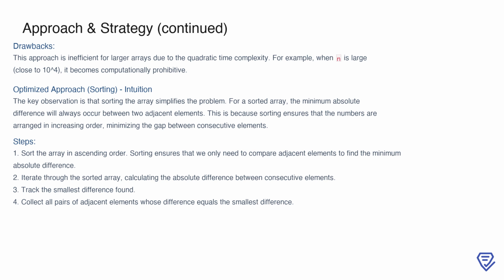To implement this, we first sort the array in ascending order. Then, we make a single pass through the sorted array, calculating the absolute difference between consecutive elements. By tracking the smallest difference during this pass and collecting all adjacent pairs that match it, we achieve the desired result far more efficiently than with brute force.